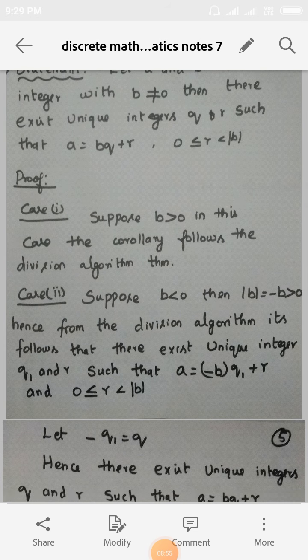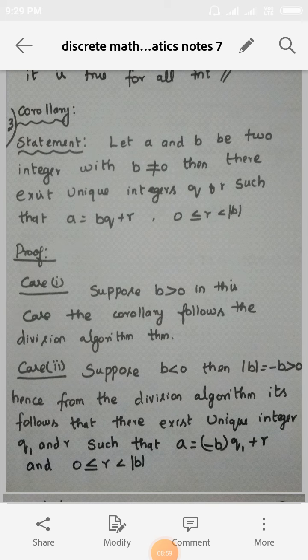First, let us take case 1. Suppose b is greater than 0. What is given? B is not equal to 0. So b is not equal to 0 means we have to take two cases. One is b is greater than 0, the other one is b is less than 0. So first, case 1, suppose we take b is greater than 0. In this case, the corollary follows from the division algorithm theorem.